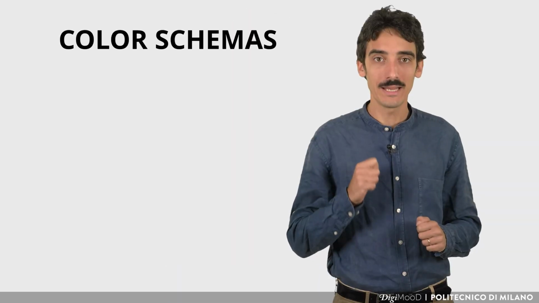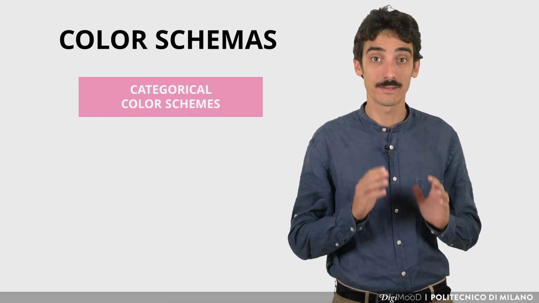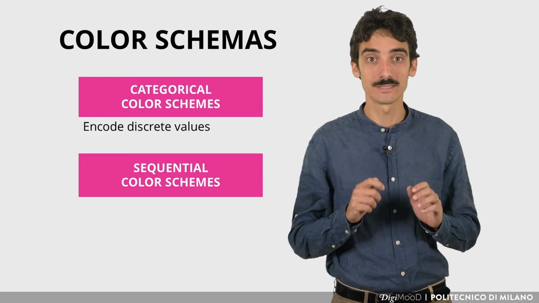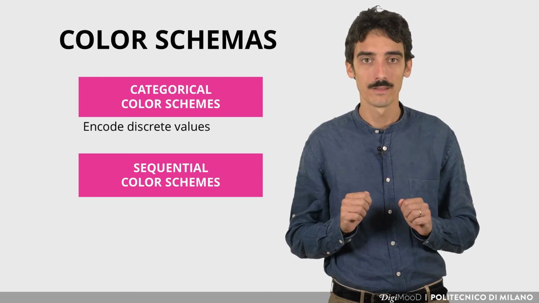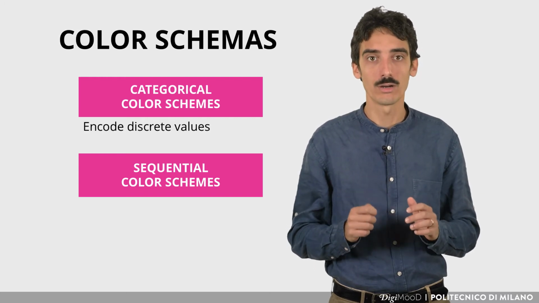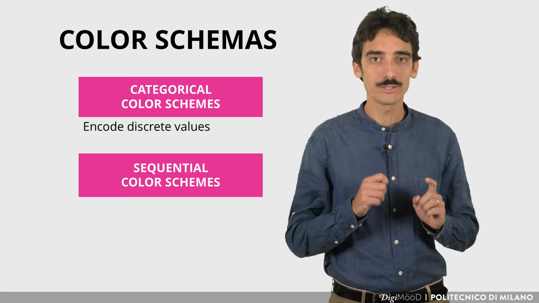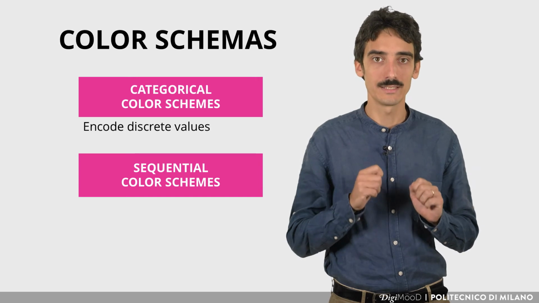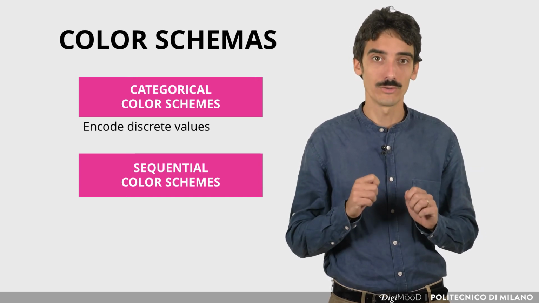Colors are also very important, and therefore they must be chosen carefully. In particular, you need to choose colors according to the type of data you have. There are mainly two types of color schemes, categorical and sequential. Choose categorical color schemes to encode discrete data values. For example, a list of countries or a group of people divided by the color of their eyes. When you choose colors for a categorical scheme, be sure that the colors used are different enough from each other, so as to avoid confusion.